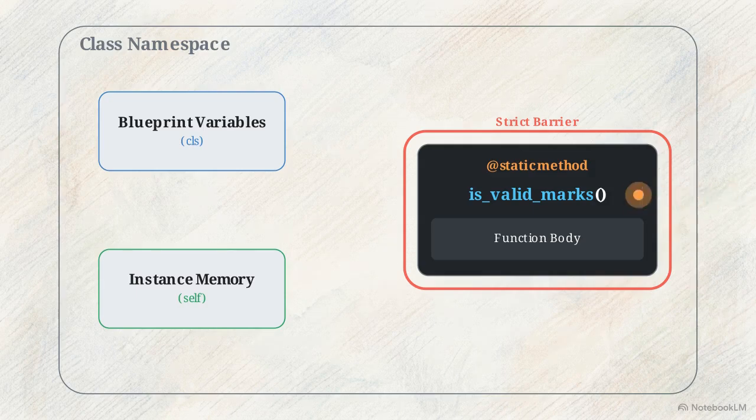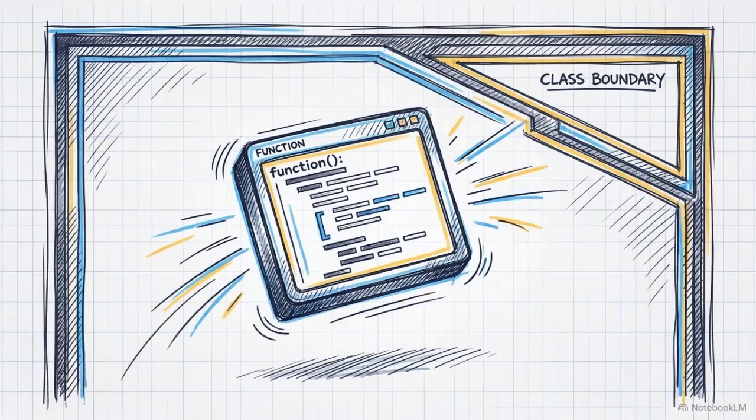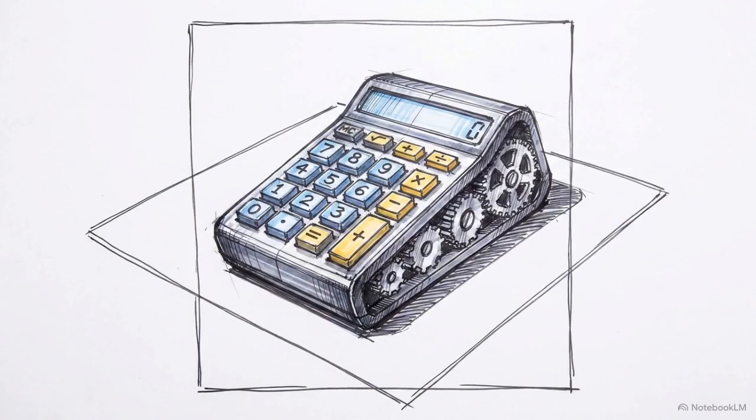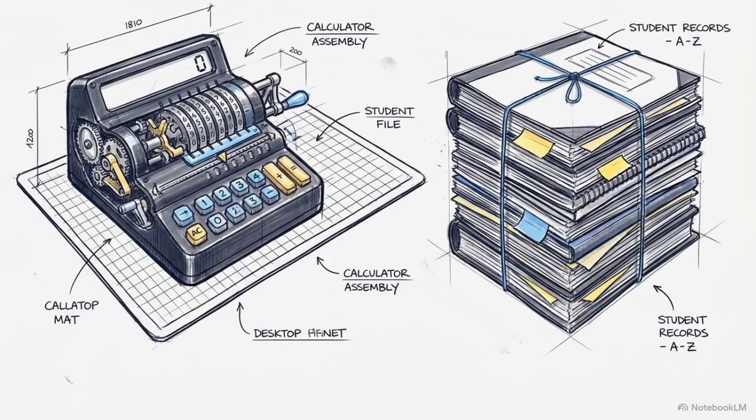When you call this method, the parentheses stay empty. There is no self or cls injected. It behaves like a regular function. If the function doesn't require any class-related data, you might wonder why we keep it inside the class at all. It serves as a namespace helper. It belongs to the class conceptually, like keeping a calculator in a university office. The calculator doesn't need the university's records to function, but that is where it is most useful for organization. Static methods allow you to group utility functions within a class to improve readability without involving the class's internal state.